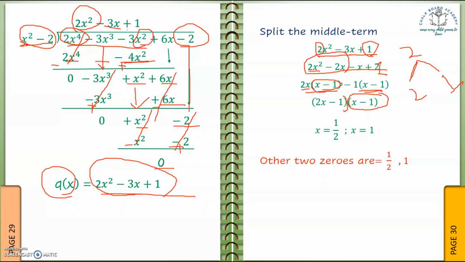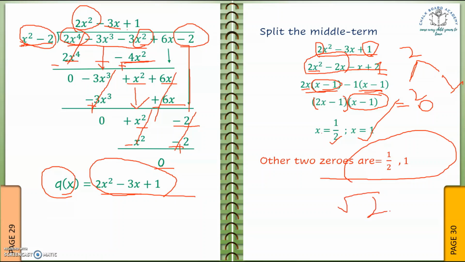So we got two factors here which are equal to 0. By this we calculated that x is equal to 1 by 2 and x is equal to 1. So the other two zeros of this polynomial are 1 by 2 and 1. And the earlier two zeros were root 2 and minus root 2. So that's it. This is all about polynomials.